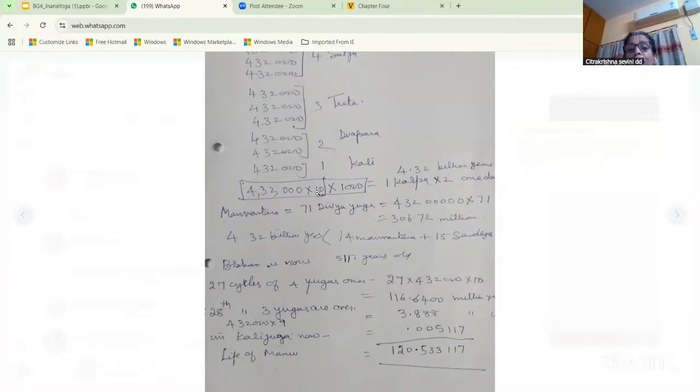And each Manu lives for 71 Divya Yugas. What is Divya Yuga? What we have seen up to now: 4,32,000 multiplied by 10, all 4 yugas put together, one Chatur Yuga. That is also known as Divya Yuga. I think by mistake I have written one 0 extra; it is 43,20,000. And 71 Divya Yugas they live, so multiply by 71. That becomes one Manvantara. So one Manu lives for 71 Divya Yugas, and one Divya Yuga is 43,20,000.